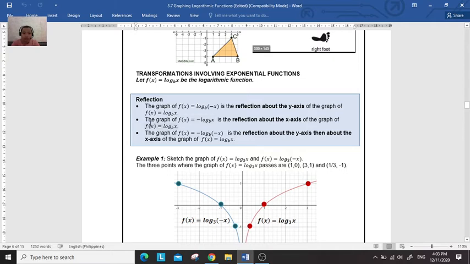Next, the graph of f of x is equal to negative log x base b is a reflection about the x-axis of the graph of f of x is equal to log x base b. And then next, the graph of f of x is equal to negative log negative x base b is a reflection about the y-axis, then about the x-axis of the graph of f of x is equal to log x base b.